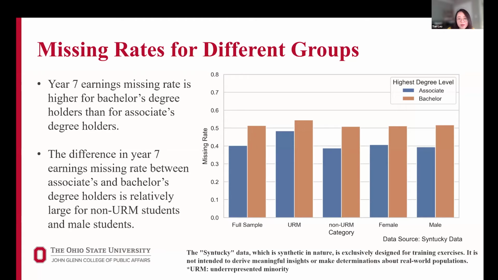And if you further break down this data by subgroups, you can see that at least across those subgroups that are available to us in the data, across all subgroups, bachelor degree holders have higher missing rates in year 7 earnings. Another thing worth mentioning is that the difference in year 7 earnings missing rate between bachelor's and associate's degree holders is relatively larger for the non-underrepresented minority group and also the male group. And these typically tend to be the 2 groups that have higher earnings.